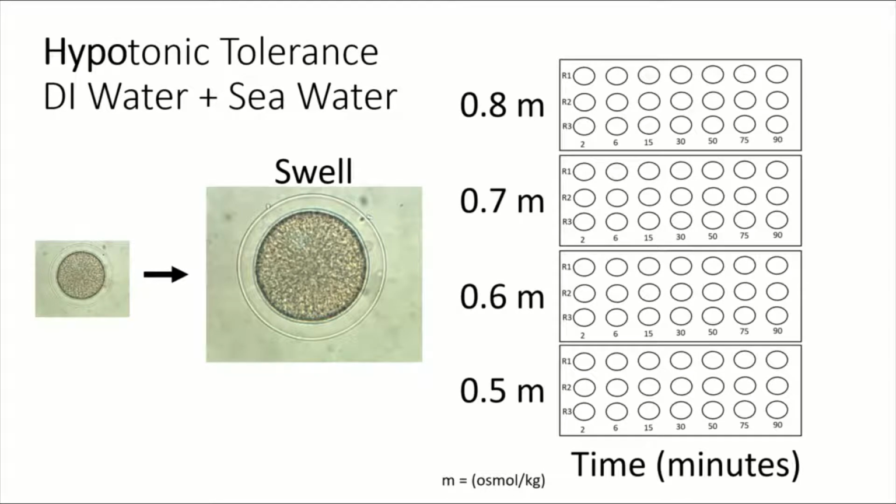To test swelling damage, we looked at hypotonic tolerance throughout time. We exposed the oocytes to multiple hypotonic solutions by diluting seawater, which is about 1 osmolality, with deionized water to provide the desired osmolality. For each solution, 3 replicates would be exposed for a set amount of time, such as 2, 6, 15, up to 90 minutes. After exposure, cells would be placed back into isotonic seawater and allowed to equilibrate. We would then fertilize the oocytes from a single male. Control replicates were kept in seawater throughout the experiment and fertilized at the same time as the other oocytes.